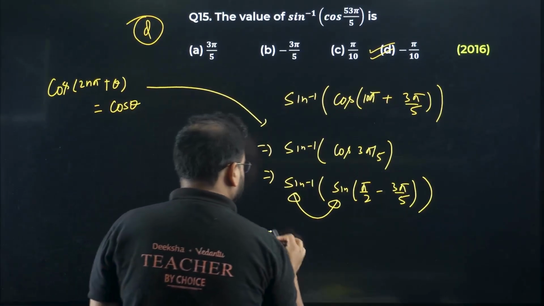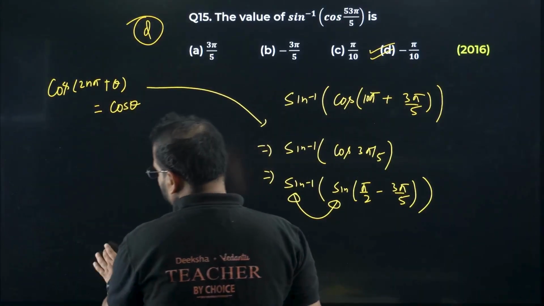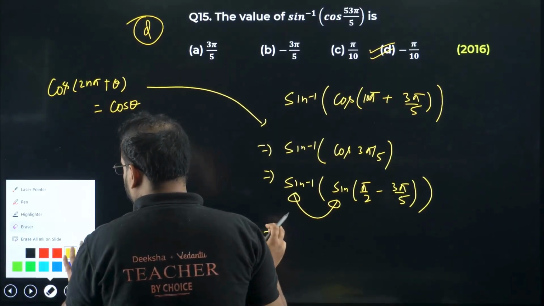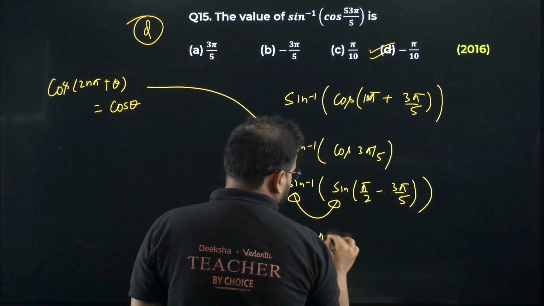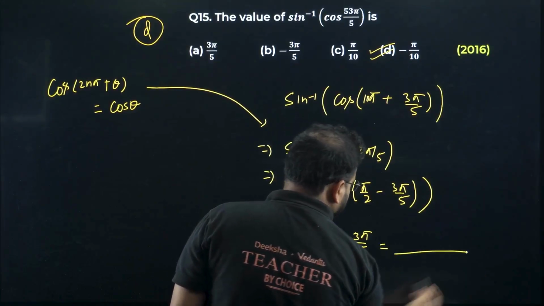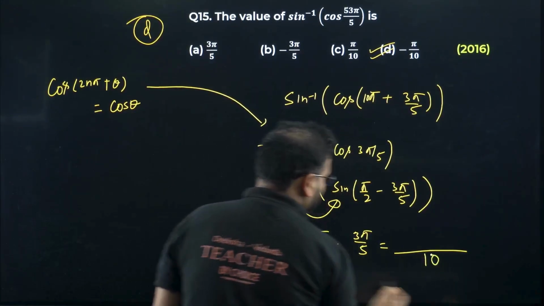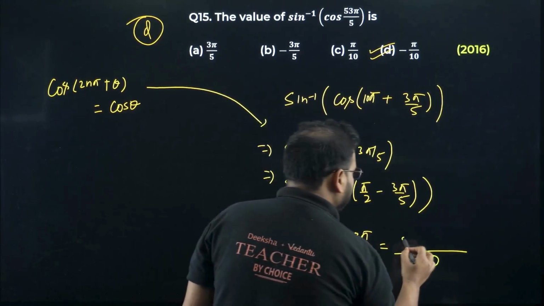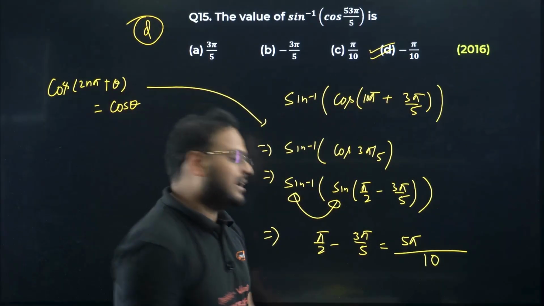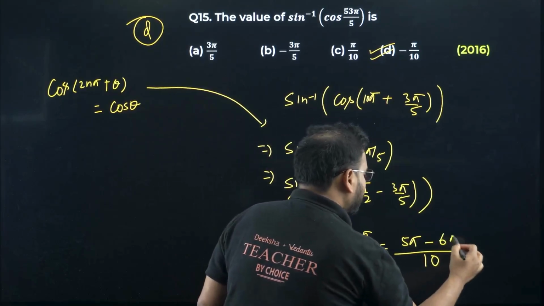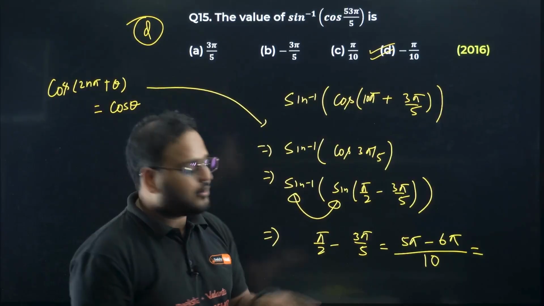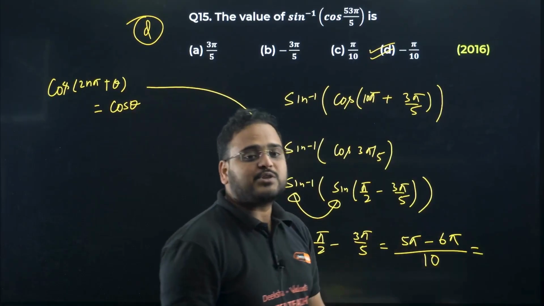So I'll cancel the effect. I can ignore the sine and sine inverse; only the angle is required. The angle is pi by 2 minus 3 pi by 5. The LCM of 2 and 5 is 10. Here I'll have 5 pi, and here minus 6 pi. If you're not sure, pause the video and do your own calculation to gain confidence. 5 pi minus 6 pi is minus pi.